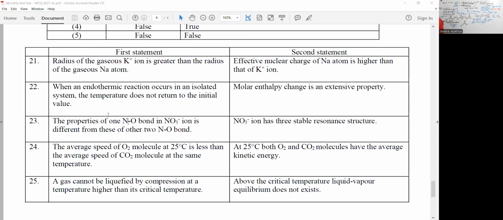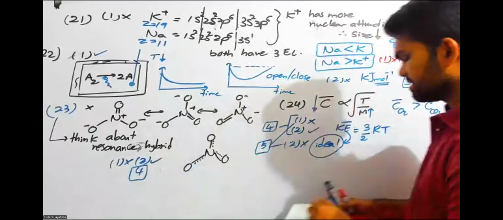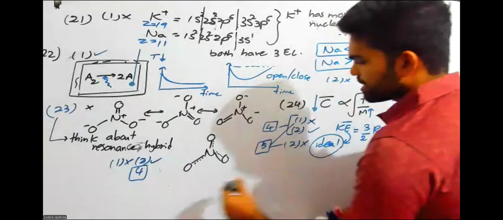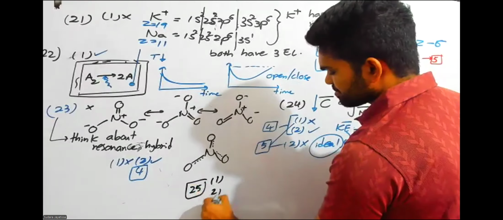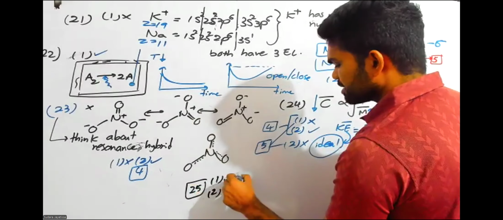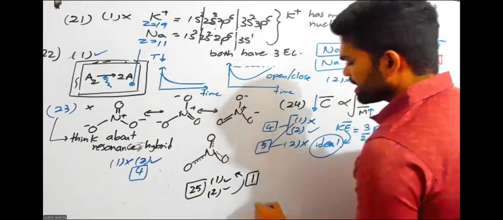Right. Then we come to our last MCQ. It says a gas cannot be liquefied by compression at a temperature higher than its critical temperature. That part is correct. And the second one says above the critical temperature, liquid-vapor equilibrium does not exist. Yes. So both statements are correct, and the second one can explain the first also. So the answer is going to be answer 1.